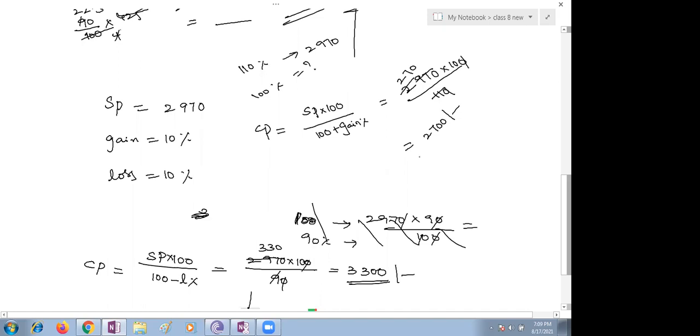So if you take these two amounts separately, the earlier amount we got is 2,700 plus 3,300. Together it makes 6,000. What is the selling price of the two goods? If two articles are 2970 into 2, how much, children? That is the SP of both. It is given here. Just 2 into 2970.